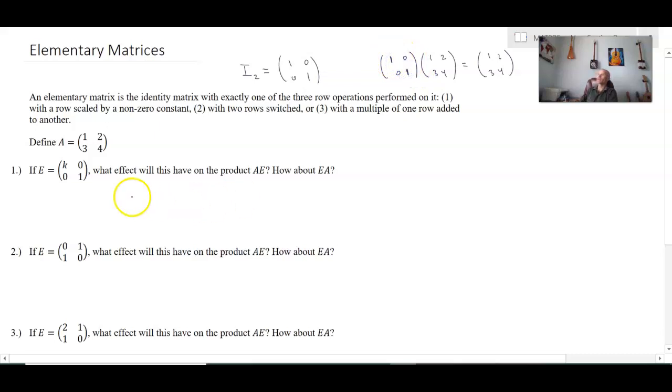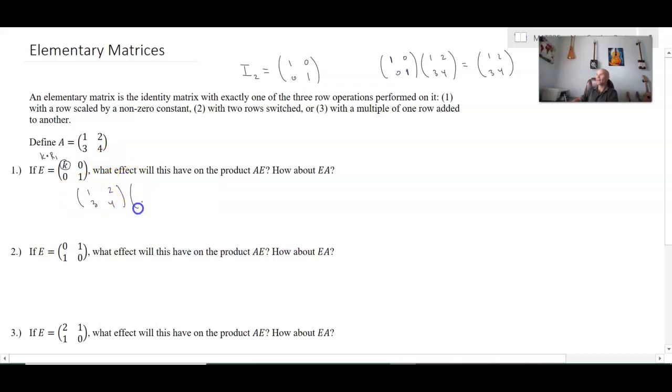Now, let's suppose that we define E to be this matrix k, 0, 0, 1, and we want to know what effect this will have on the product AE. So notice that what's different here about the identity is that I could think about this as k times row 1 of the identity. Okay? K times row 1 basically means that we multiplied 1 by k and we multiplied 0 by k. And so that gives us the row k, 0. So let's see what impact that has and help us better understand why this is called an elementary matrix.